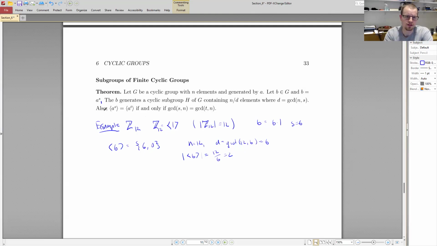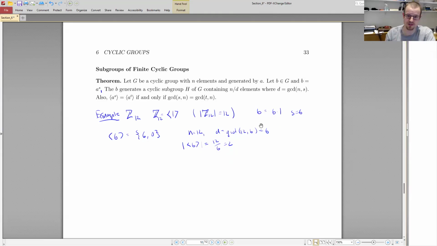Excellent. Also, the generation of this set and that set, they're the same thing if and only if the greatest common divisor is the same. So it looks like 6 is the only generator of this group, because in order to have a greatest common divisor of 6, 6 would have to divide it, which means you can't have something smaller, and the only thing bigger is 12, which isn't in the set, because 12 is 0.